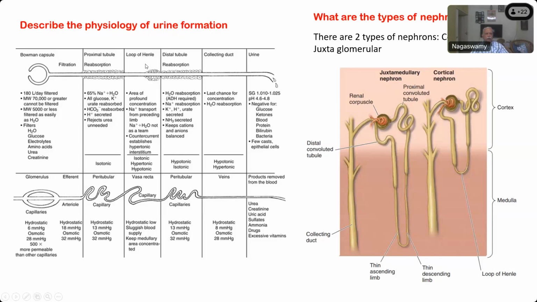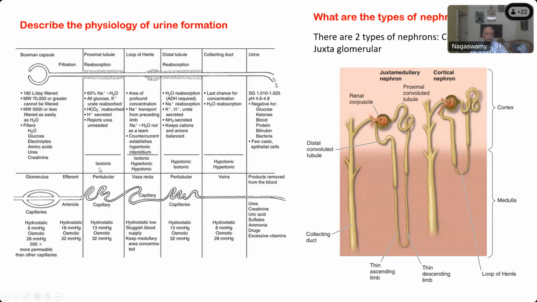And once it comes to the loop of Henle, there is the area of profound concentration. Sodium transport is the main thing that is happening in the loop of Henle from the ascending limb. Sodium and water do not move as a team, and countercurrent establishes a hypertonic interstitium. The reason the countercurrent exchange happens is to maintain a hypertonic interstitium. As I told you, this is the thin loop of Henle, this is the thick loop of Henle ascending. So this portion is the interstitium, and the countercurrent mechanism keeps this interstitium in a hypertonic state.